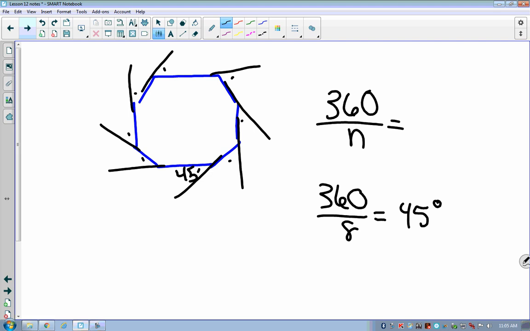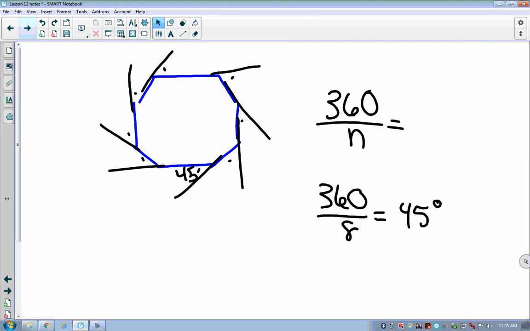Simple formulas, but you don't use them all the time. So this would be the measure of each exterior angle. Now, the sum of exterior angles is always going to add up to what? If we were saying the sum, or all of the angles added up, are always going to add up to what? 360 degrees. All right.